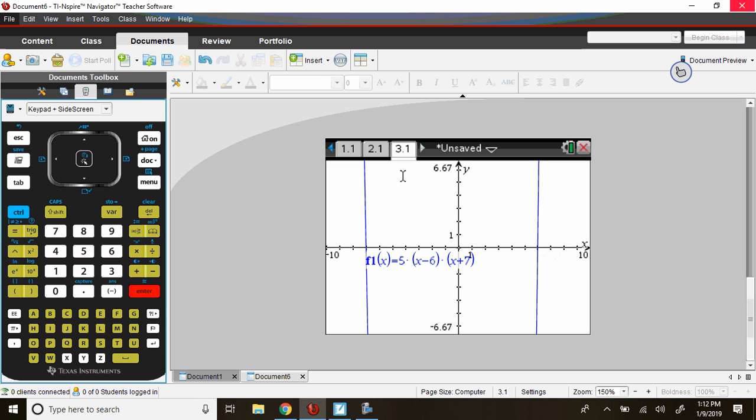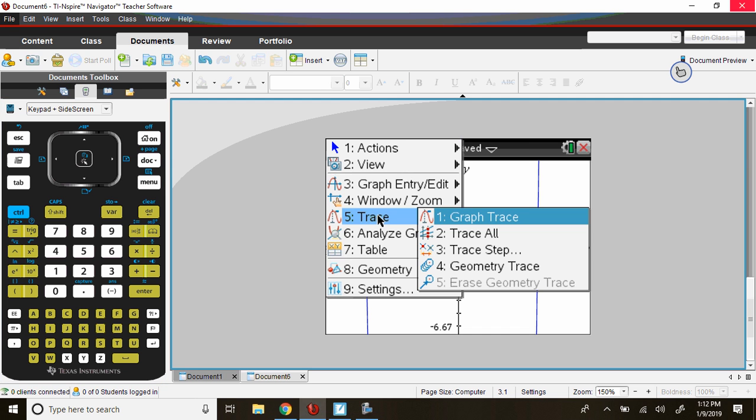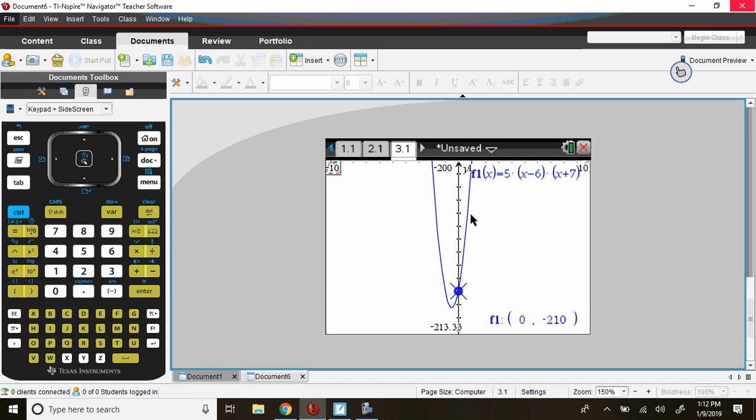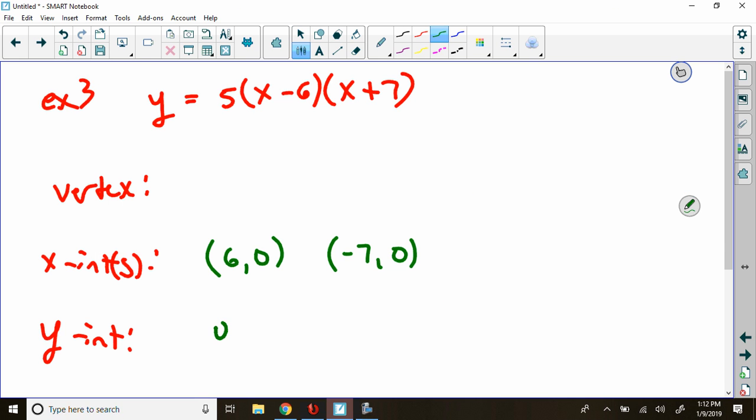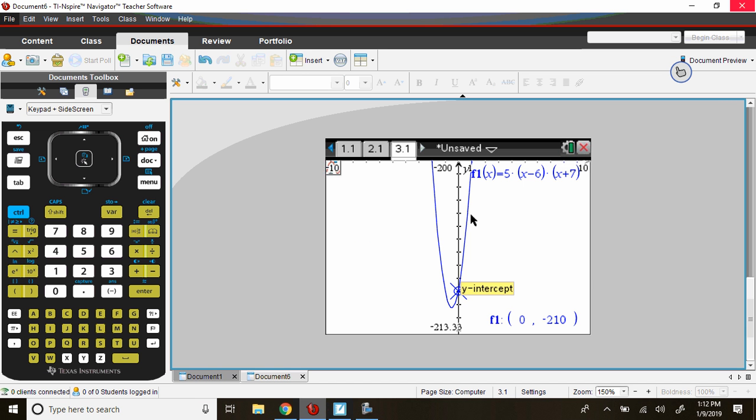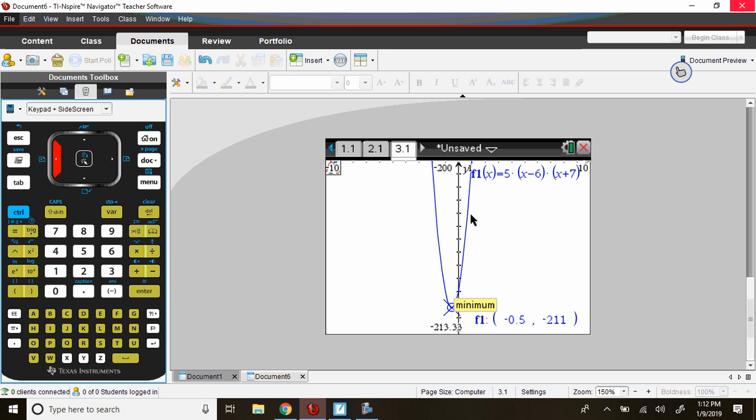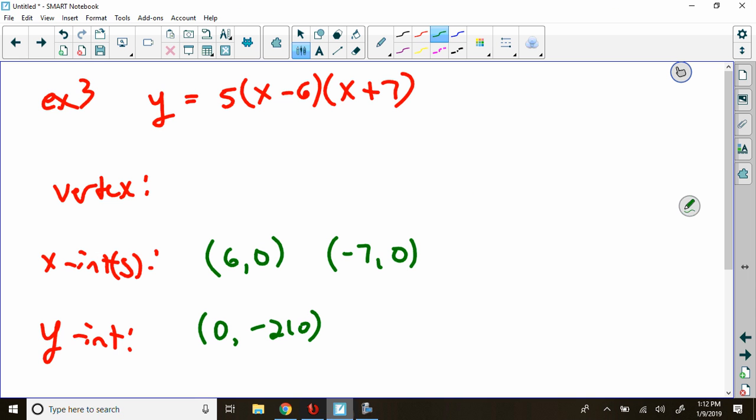Okay. So menu, trace, graph trace. It snaps right to my y-intercept. I like that. That's awesome. So my y-intercept is 0, negative 210. And the vertex, probably going to take a little bit. There it is, negative 1/2, negative 211. Do we feel all right about using the calculator to do these things?